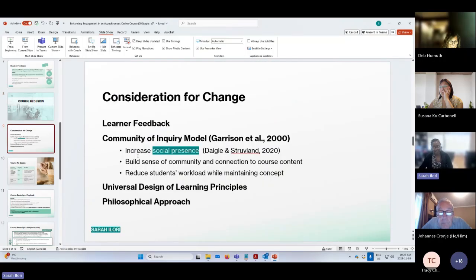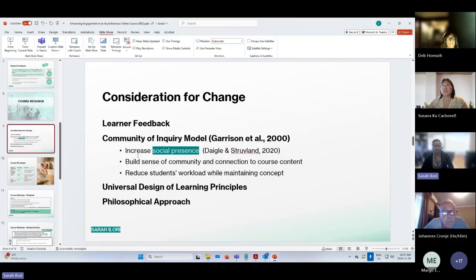So in terms of redesign, there were a few things I thought about. Of course, my learner feedback, which I had shared earlier on, was very instrumental. One thing that jumped out from the feedback as well was that students actually loved their final reflection video. They really loved that they were finally able to talk to each other and share their experiences in the course. So they really loved that part of the course.